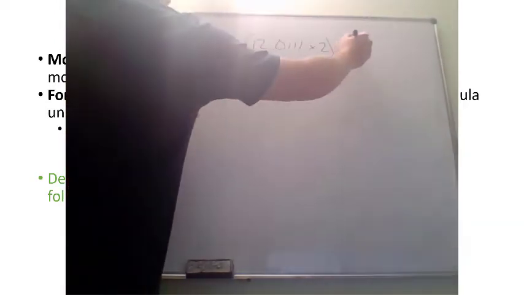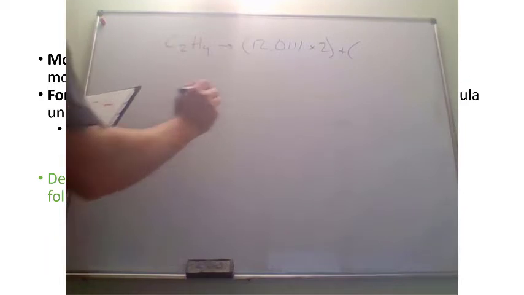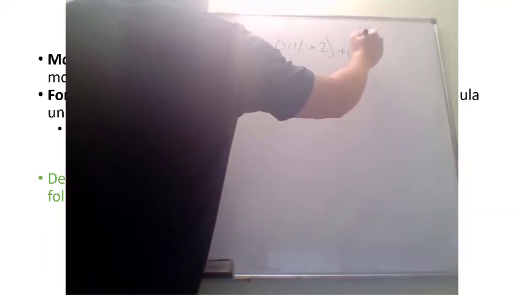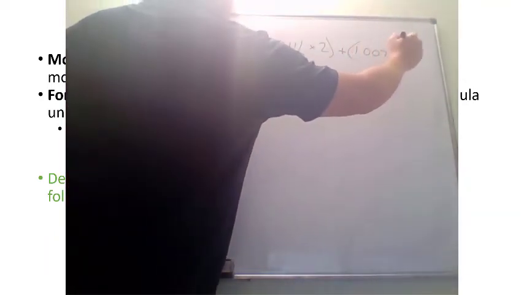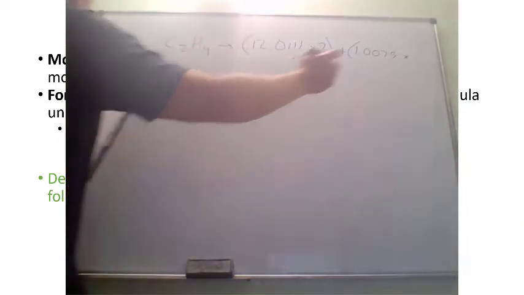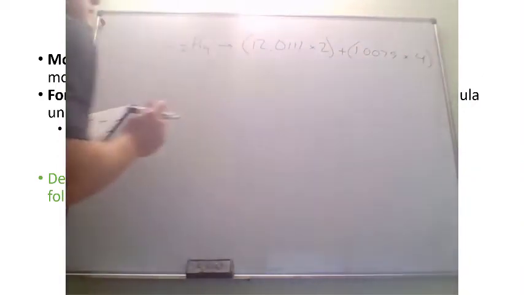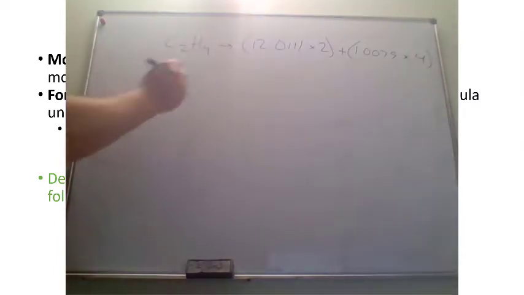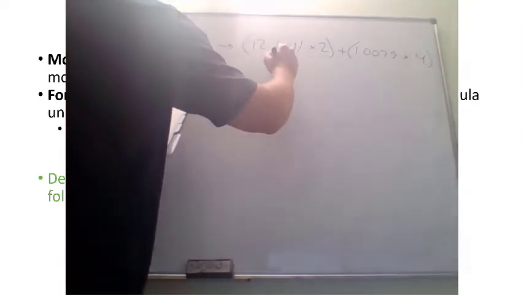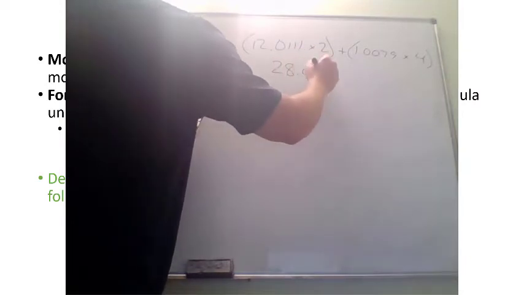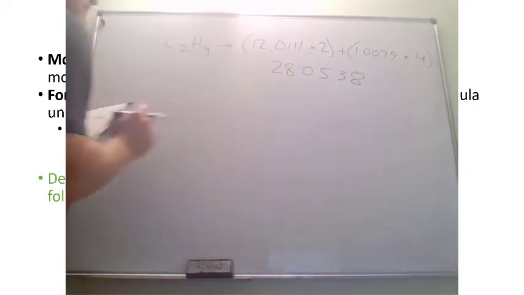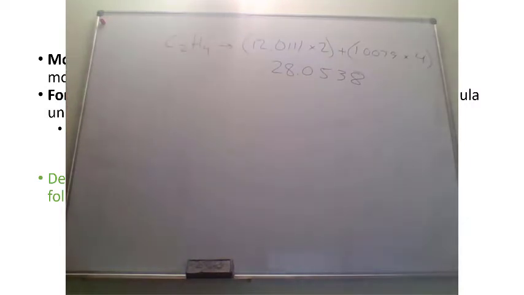And then we're going to add our atomic weight for hydrogen, which on our periodic table is 1.0079. And since we have four hydrogen atoms, we're going to multiply that value by 4. And so our overall formula weight for C2H4 is going to be equal to 28.0538. Okay, and so the units for this are going to depend on whether we're actually talking about the molar mass or the formula weight of the specific molecule.